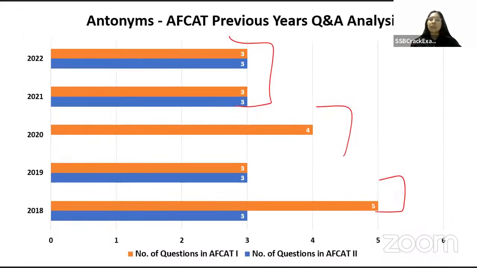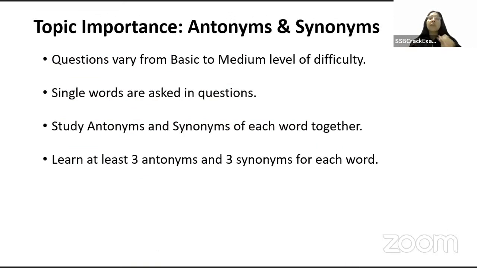But yeah, there's obviously some variance when it comes to antonyms. As we've already discussed, questions in AFCAT are not that difficult. The level of English is not very high. They only vary from basic to medium difficulty, and single words are asked in questions.